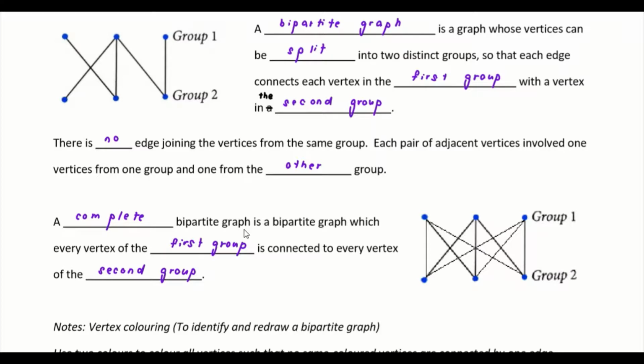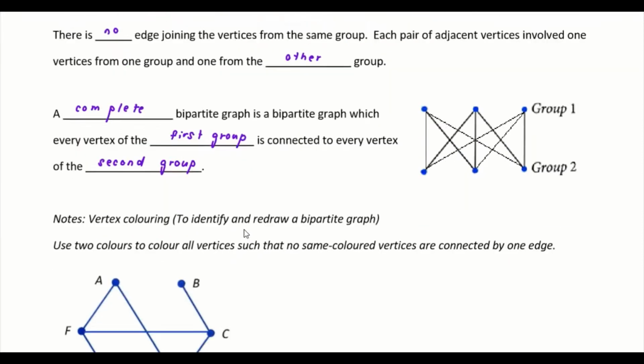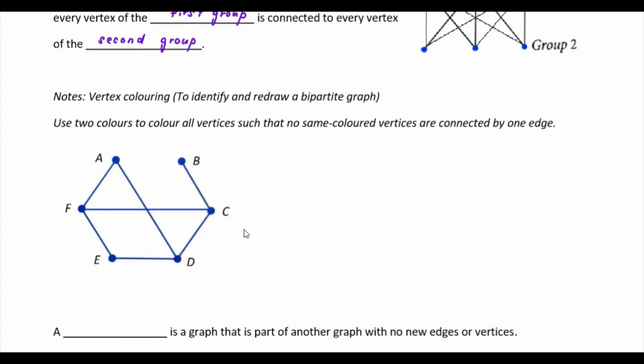So how can we identify whether a graph is bipartite or not? We'll use a technique called vertex coloring. How can we do that? If you have a highlighter, you can prepare it, so it will be easier for you to do it on your paper. What we need to do is use two colors to color all the vertices such that no two vertices of the same color are connected by an edge. If you are able to do so, this graph is a bipartite graph.